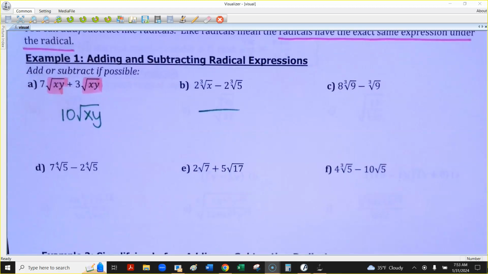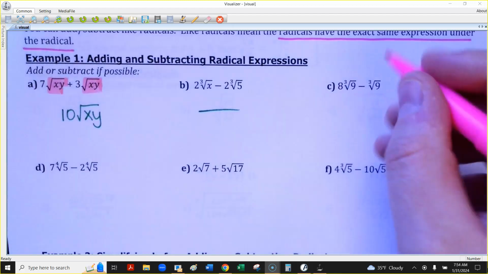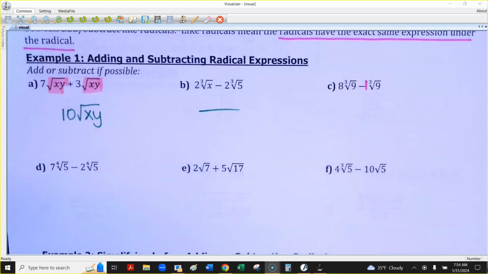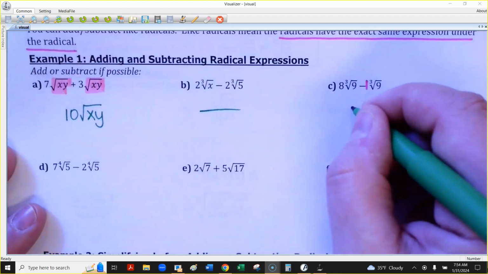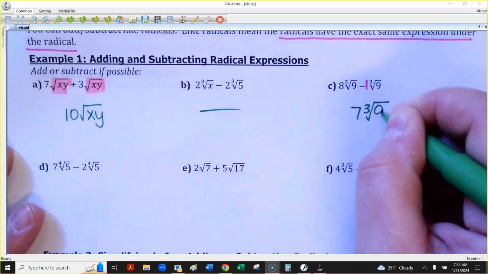This one's tricky. On that last question in that row, I've got 8 cube roots of 9 minus the cube root of 9. Can I subtract those? What do you think? Exactly. I think these can be tricky. This kind of has a little 1 in front of it, like a -1. So don't forget that when you do that. So this would be 7 cube roots of 9.